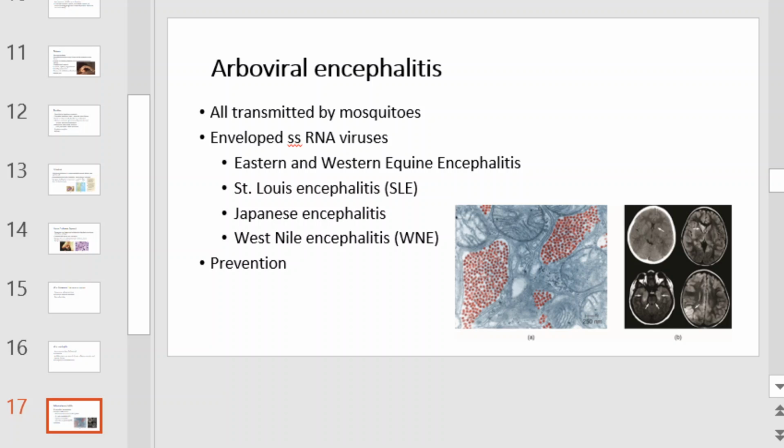Arboviral encephalitis is transmitted by mosquitoes. A mosquito bites and injects an enveloped RNA virus. Different varieties of encephalitis RNA viruses include Eastern and Western equine encephalitis, St. Louis encephalitis, Japanese encephalitis, and, common to our area, West Nile.